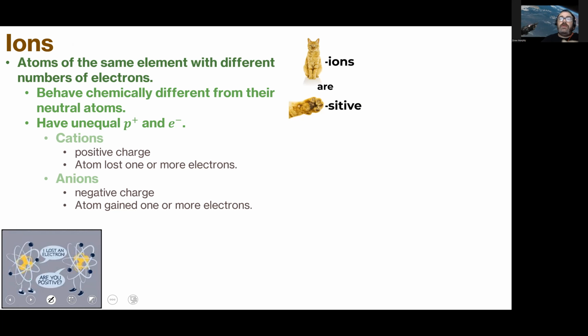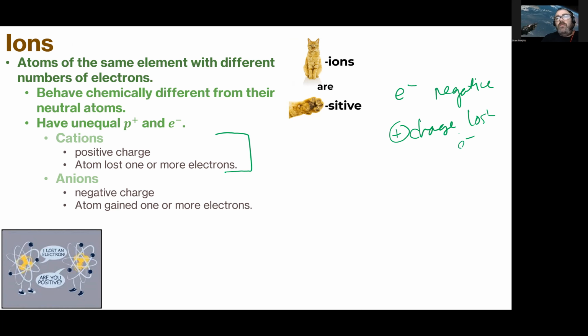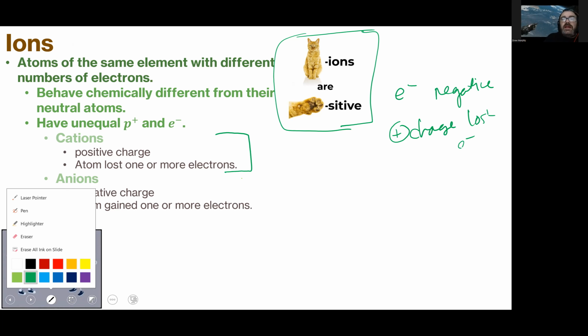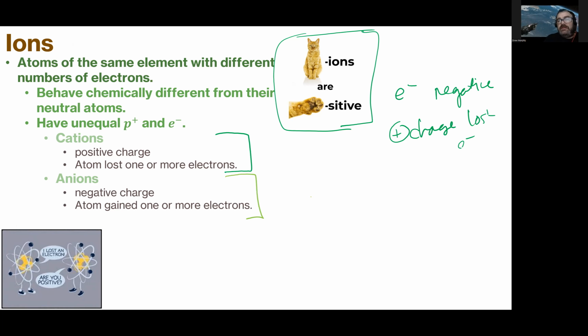Things to remember here: cations have a positive charge because they've lost an electron. Remember, electrons are negative. So a positive charge means lost electrons. One way to think about this, cations are positive. The flip side of this, anions are the negative charge ones. They're negatively charged because they've gained electrons.